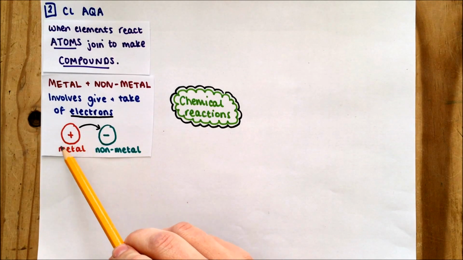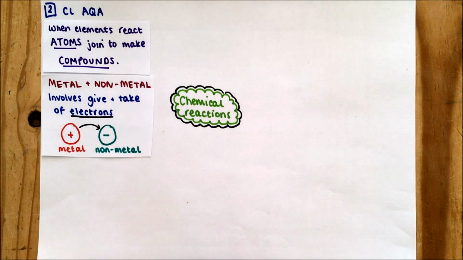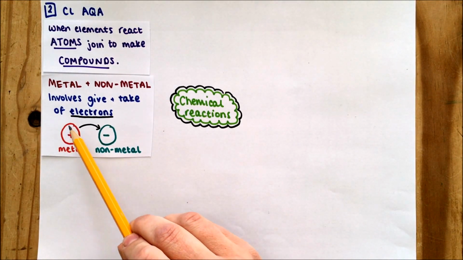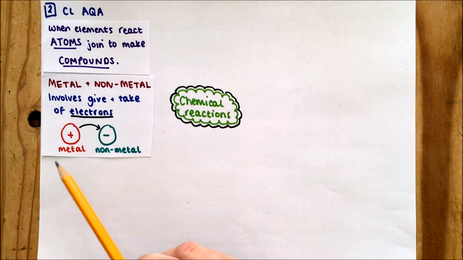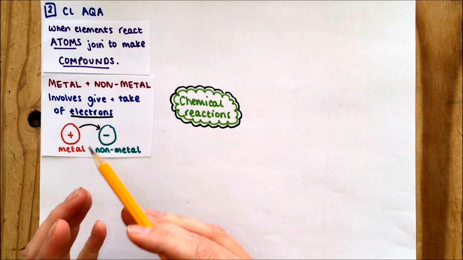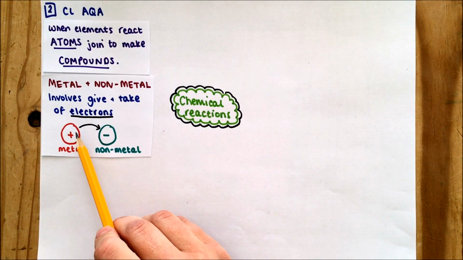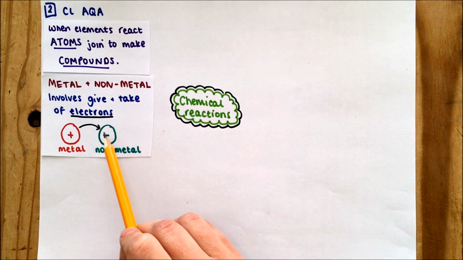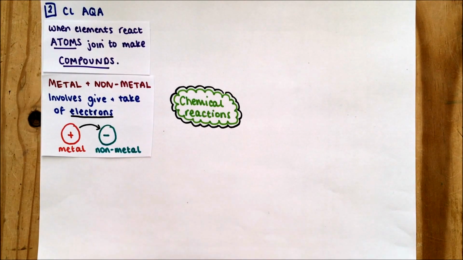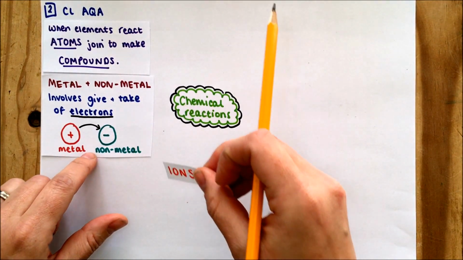So in order to get a full outer shell, which is what they both want, the metals are going to lose that electron or 2 or 3 electrons in their outer shell, go to their next full inner shell, the next one underneath, and then they're going to give them to the non-metal, so the non-metal can fill the gaps in its shell.